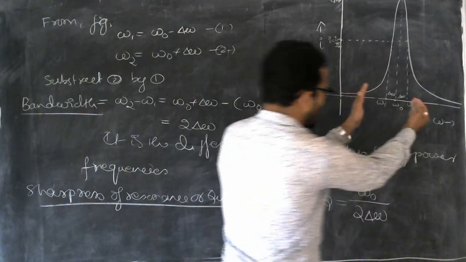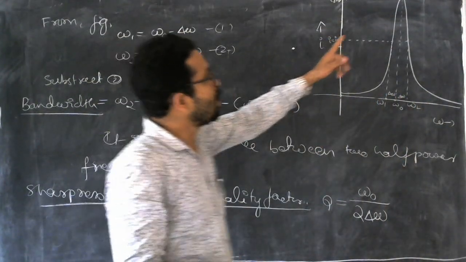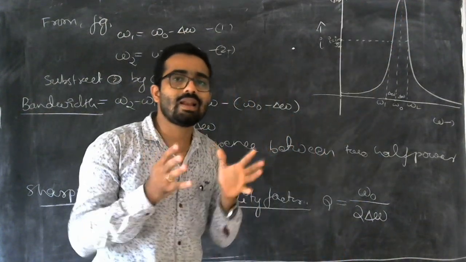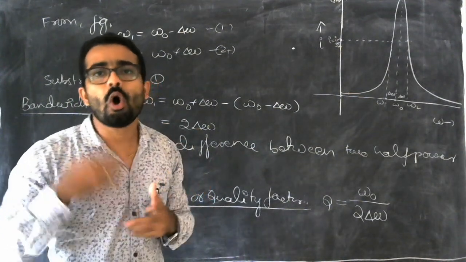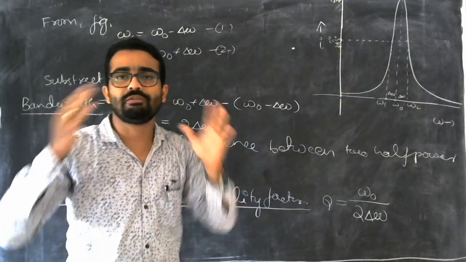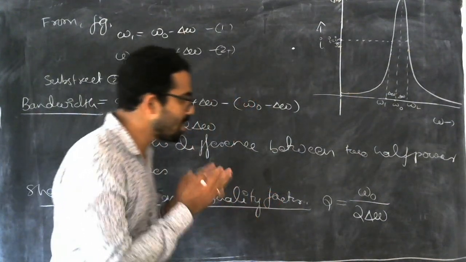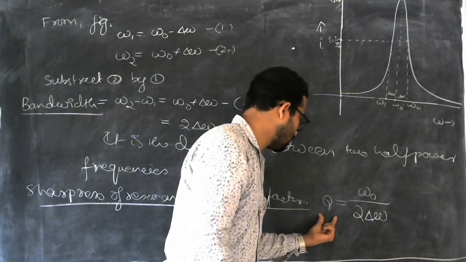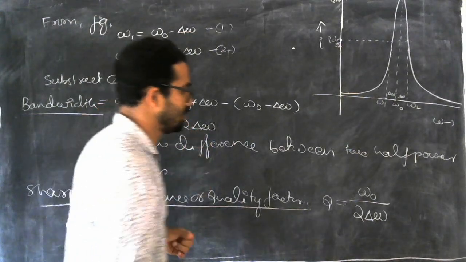That means if the width decreases, quality increases. It means the graph will be more sharp. That is why we can clearly access the channel, so there will be no overlaps from other frequencies. So this is the feature of this resonance curve, and that is called as a quality factor or sharpness of resonance.